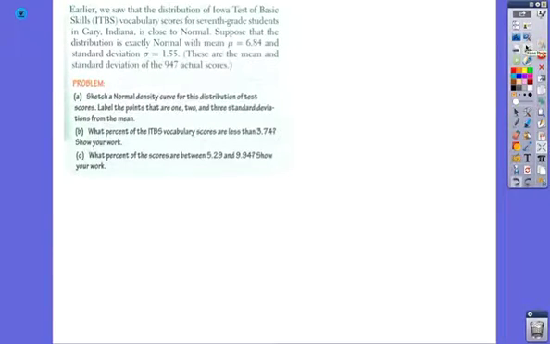All right, so in the next example, we are going to have the distribution of Iowa Test of Basic Skills, ITBS, vocabulary scores for 7th grade students in Gary, Indiana. And we know that it's close to normal. So approximately what that means is that the distribution is going to look like the normal curve.